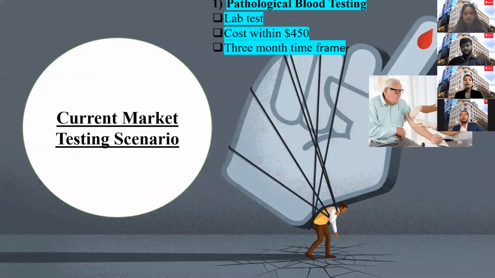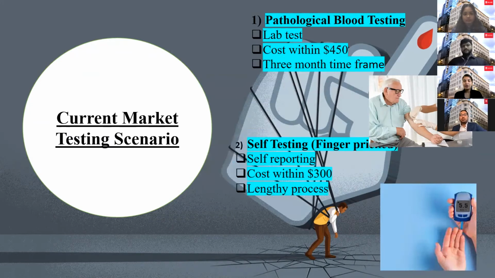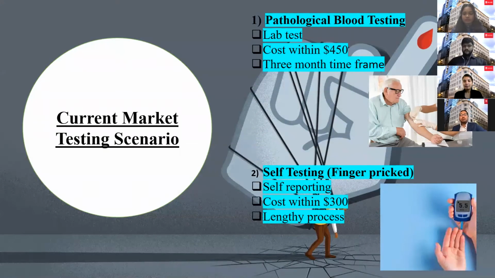We have the current market testing scenario. The first market testing scenario is pathological lab testing. Here we can see in the image that the doctor and patient are interacting with each other and taking blood samples. It is a lengthy process, mostly considered a 3 month time frame, and it costs around $450.